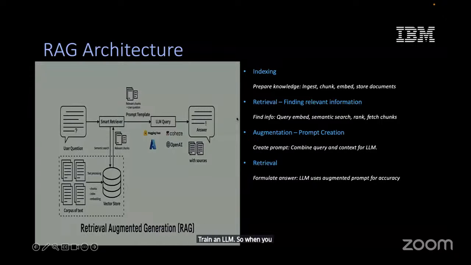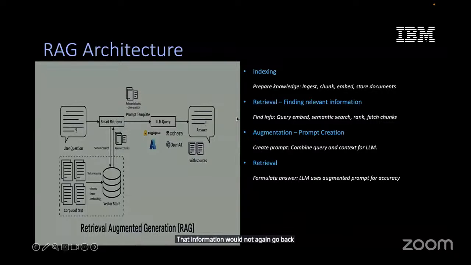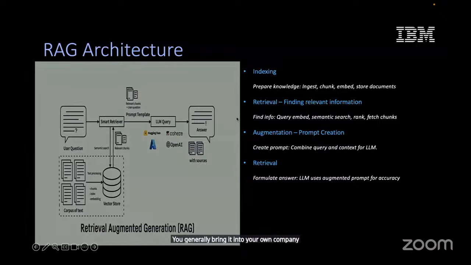So when you train the LLM, you bring it on board into your own company's premises, into your own company's cloud, and then train it. So that information would not go back to the companies. Because if that were the case, then all the companies would get every other company's private data. That is not the case. When you have to fine-tune or pre-train another pre-trained model, you generally bring it into your own company's premises, where all of the information is controlled by the organization that has the private data, and based on that, it will be able to pre-train or change the parameters of that particular model.